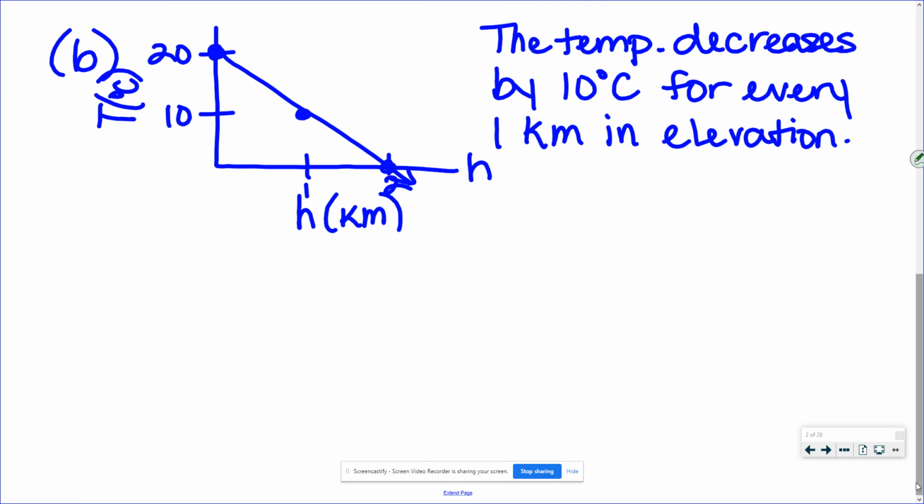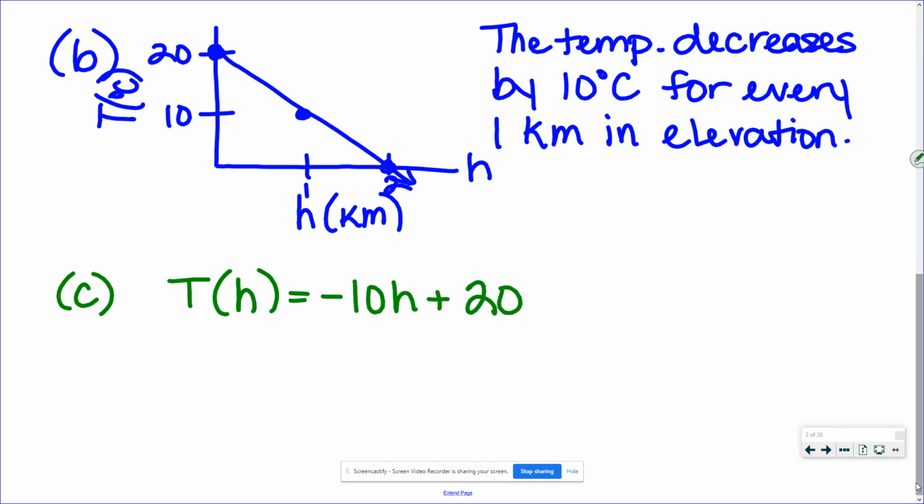All right, one more part. Part C. Part C says, what is the temperature at a height of 2.5 kilometers? So all we're going to do is use the function that we wrote, and we're going to plug in 2.5, because 2.5 is the height.